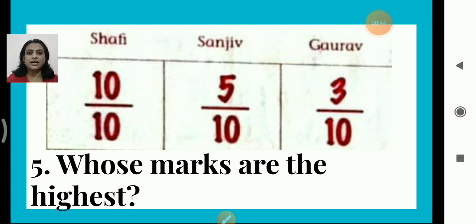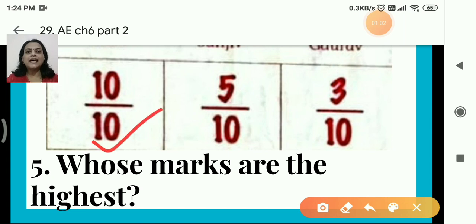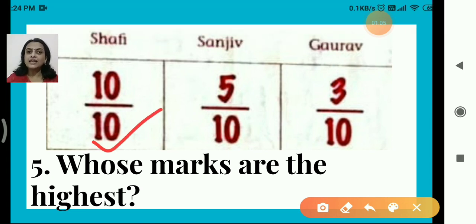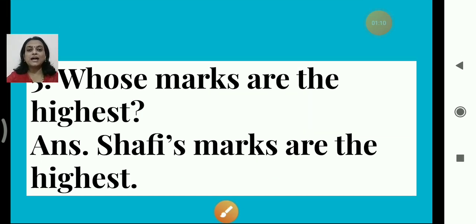So which are the highest marks? They are not the highest, right? They are the lowest there. 10, 5, 3. If we compare, we can find out that the number 10 is the highest number. So who got it? Whose marks are the highest? Shafi, right? We can say that Shafi's marks are the highest. Let's see what the answer is. Whose marks are the highest? Shafi's marks are the highest.